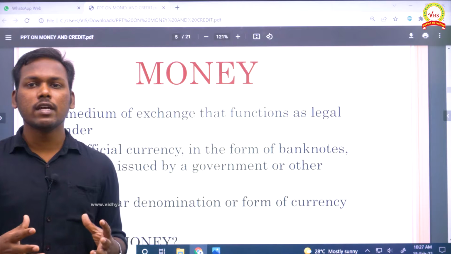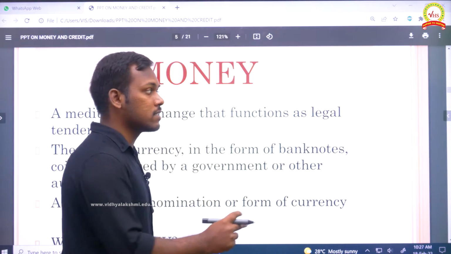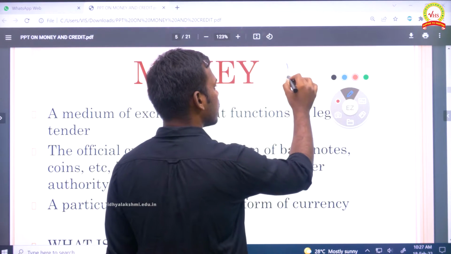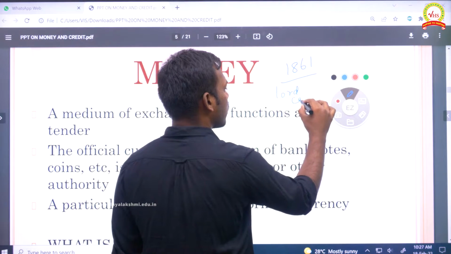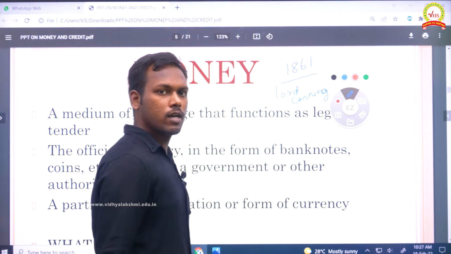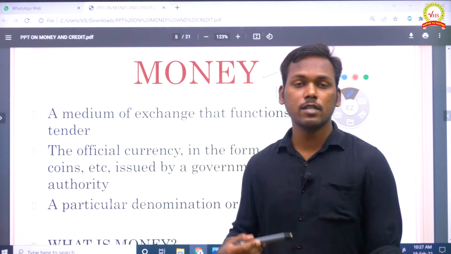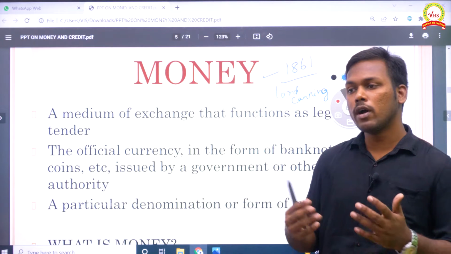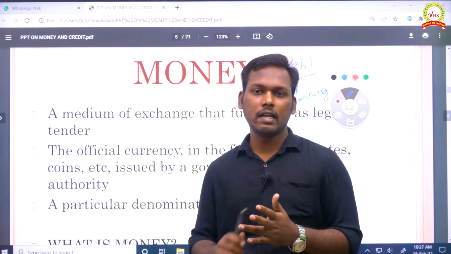When did we Indians start using paper currencies? In the year 1861. Clear? So in 1861, during Lord Canning, we started using paper currencies in India. Understand? This you have to be clear about. That means modern currencies. In modern currencies we find coins and paper currencies, with different dimensions. Usually the coins are made of copper, nickel, and so on.